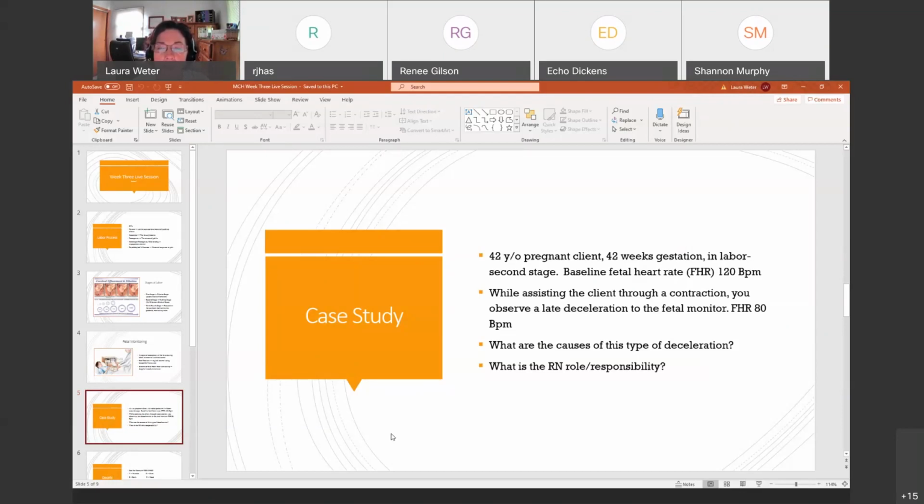We're going to talk more about the decels. Good try, but not exactly. It's not the cord. I think somebody said it. Jen says decreased blood flow to the placenta. It has to do with the placenta. Yes, it does. Attachment? It could be detachment. I mean, yeah, it could be.